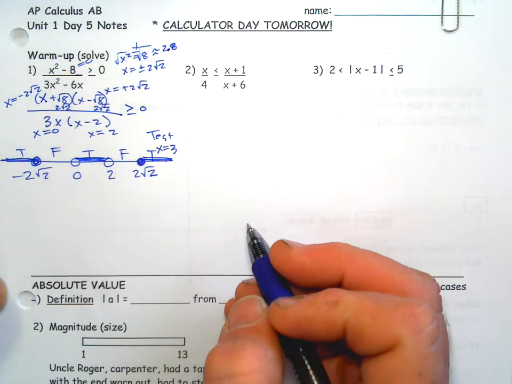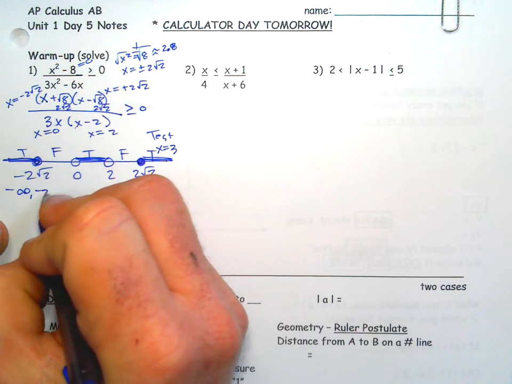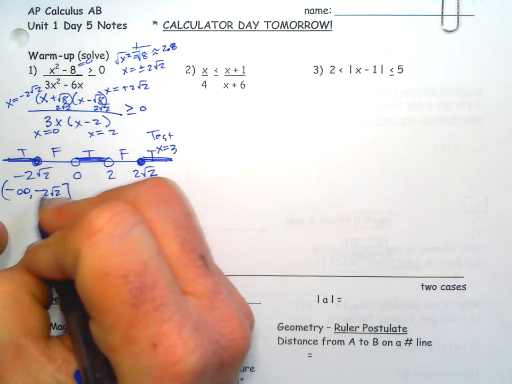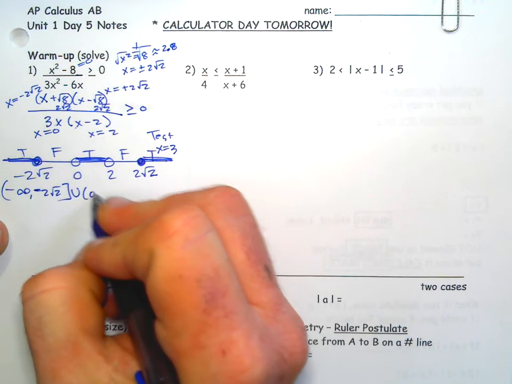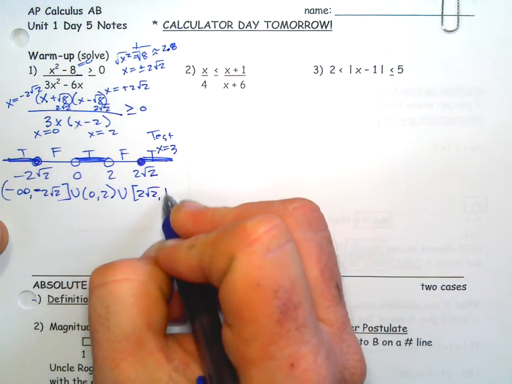Now, final answer is negative infinity to negative 2 root 2 bracket union 0 to 2 parentheses union bracket 2 root 2 to positive infinity.